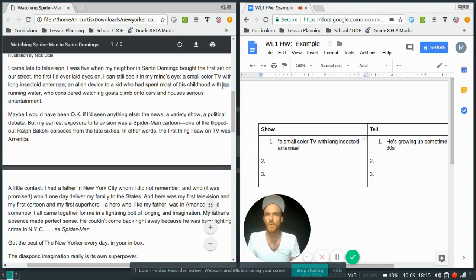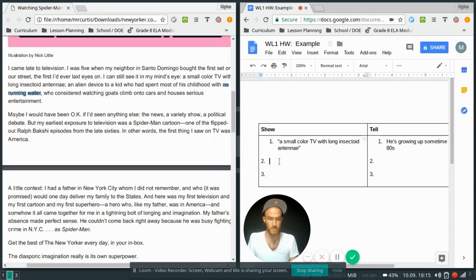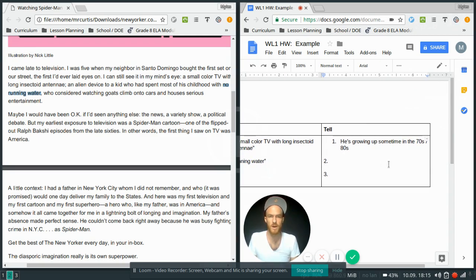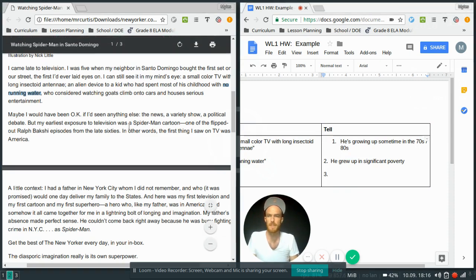Okay, so he talks about his childhood with no running water. That means no bathroom, no plumbing, no water coming in, no water going out. What that tells me is that he grew up in significant poverty. Not just poor, but poverty, lacking things that we would consider essential. Maybe your landlord doesn't fix that for a while, and that's a problem. But not having any running water during your entire childhood would be significant poverty.